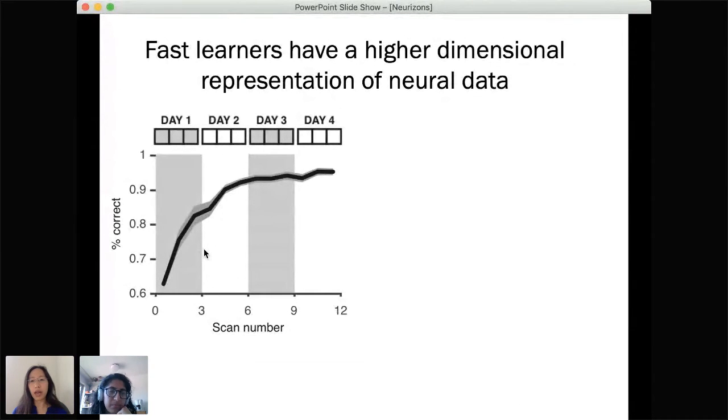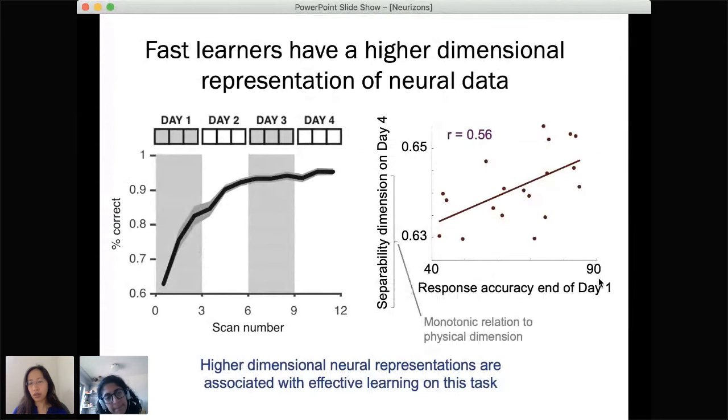And this is going to be now the x-axis of our plot, and then the dimension of the neural responses of each individual, as I had explained before about how we got it, is the y-axis, so that we can see whether or not, let's say, a fast learner has a high dimension, and we see that indeed they do.